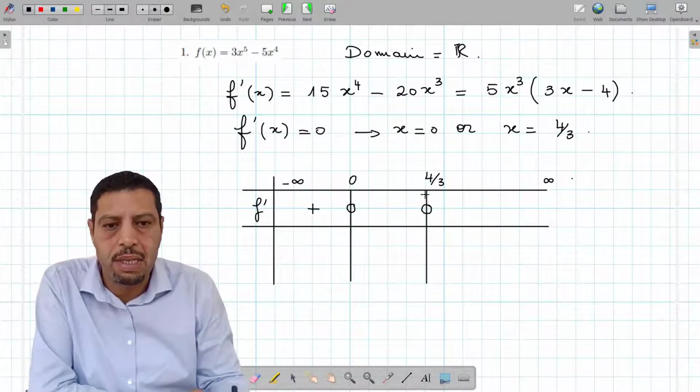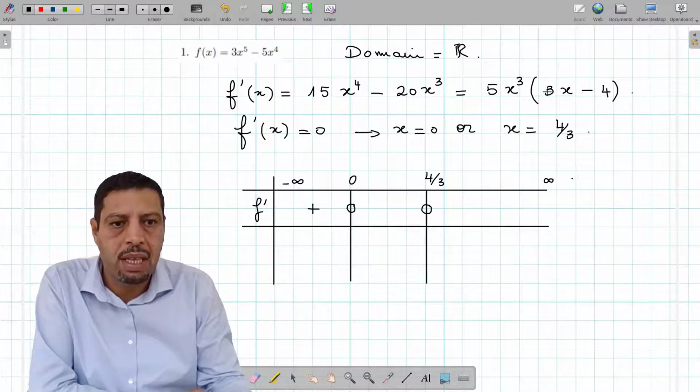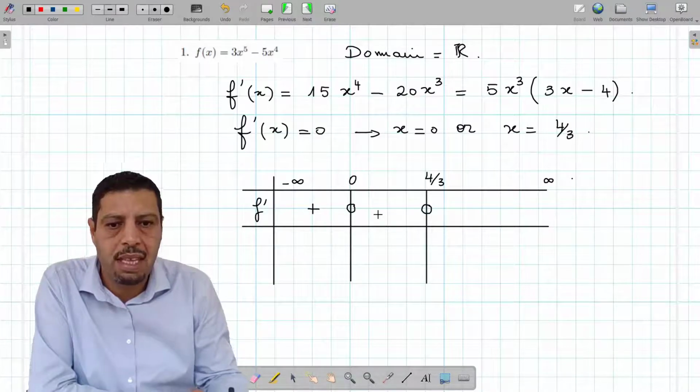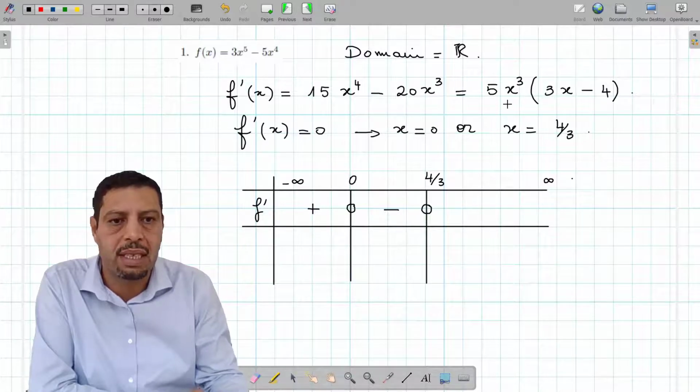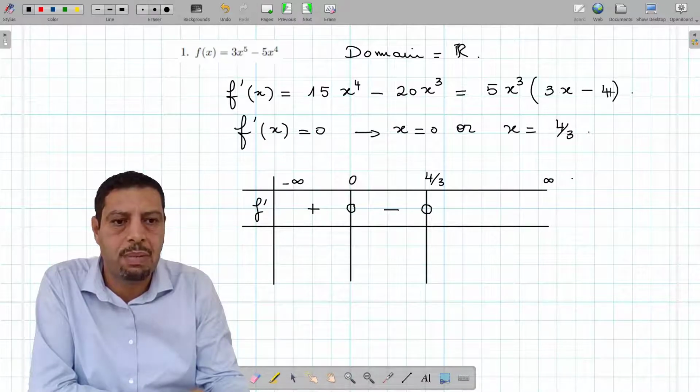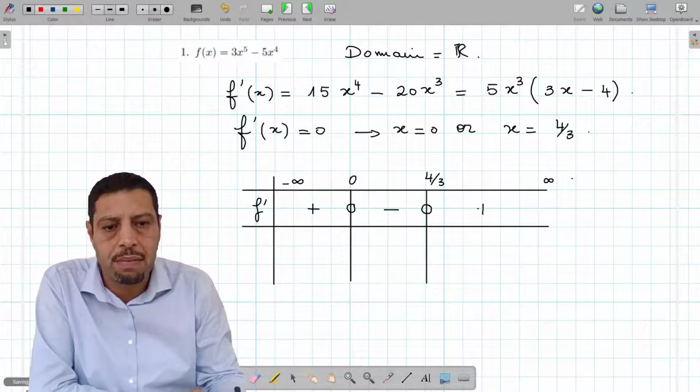You take a point between 0 and 4 over 3, for example, 1. 1 cubed will be positive. 1 times 3, 3 minus 4, negative 1. So positive times negative, it's negative. And here, from 4 over 3 to infinity, you can take 2, for example, as a test point. 2 cubed is positive. 2 times 3 is 6. 6 minus 4 is 2. So positive times positive, it's positive.